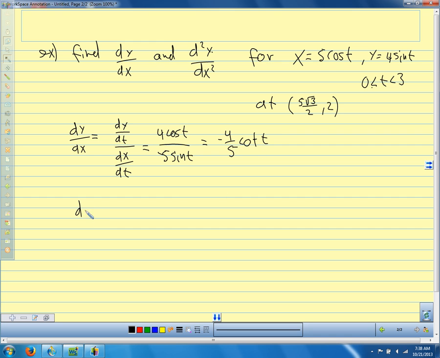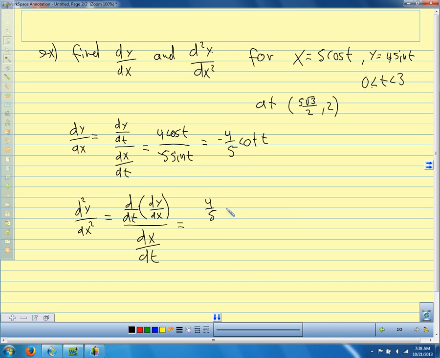And then we're going to find our second derivative, d squared y dx squared. And just as a reminder, this is d dt of dy dx divided by dx dt. So we need to find the derivative with respect to time of dy dx. So what's the derivative with respect to time dy dt of negative 4/5 cotangent t?